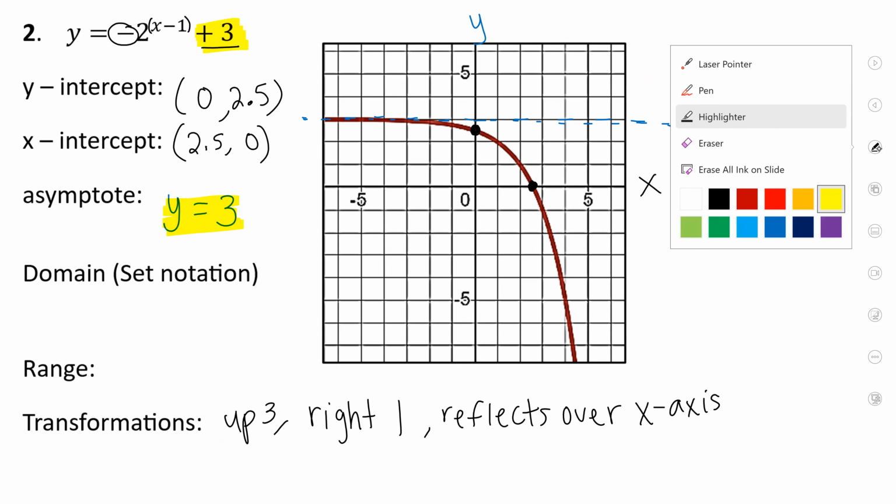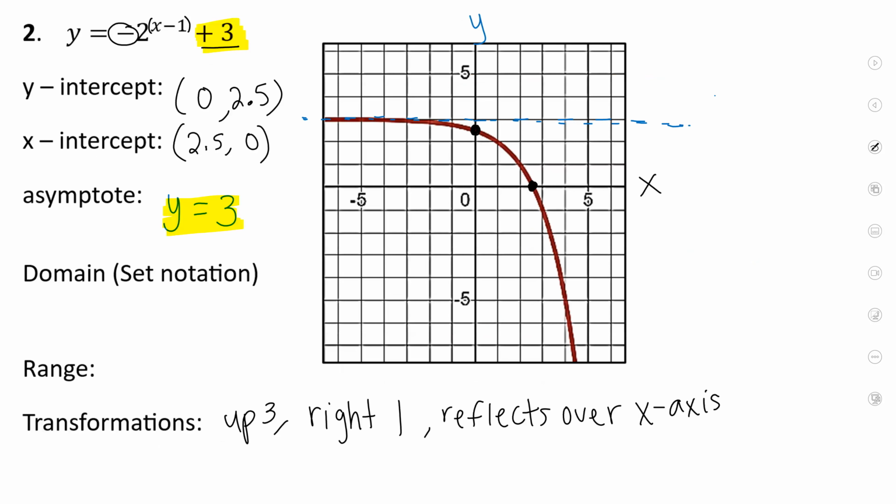What did we always say the domain will be? All real numbers, because it goes forever to the left and forever to the right. So set notation, we're going to write the domain like this. Negative infinity to infinity with the little fancy curly brackets, x in a bar. That's how you do set notation. X is between negative infinity and positive infinity. Any number you can think of between those two numbers.